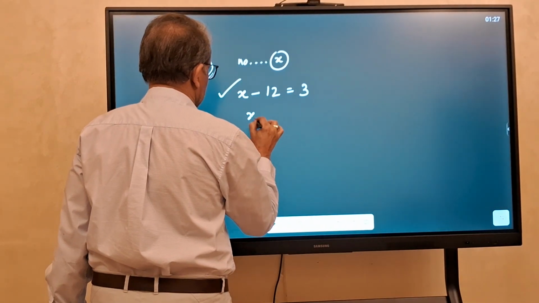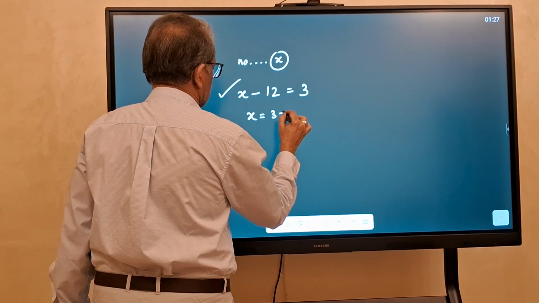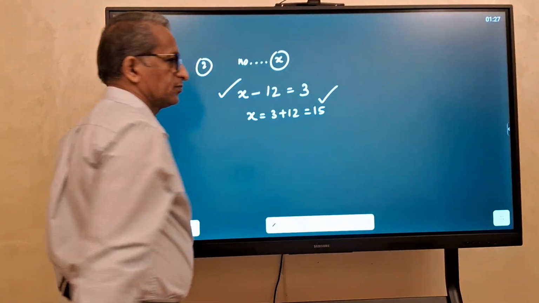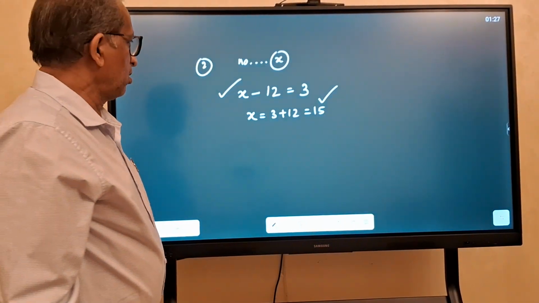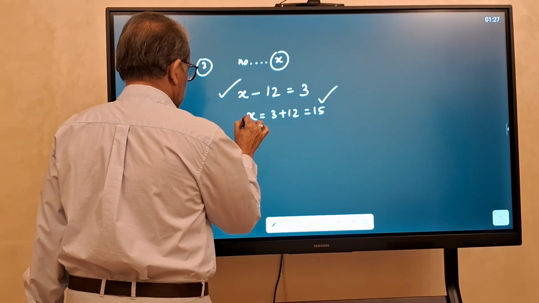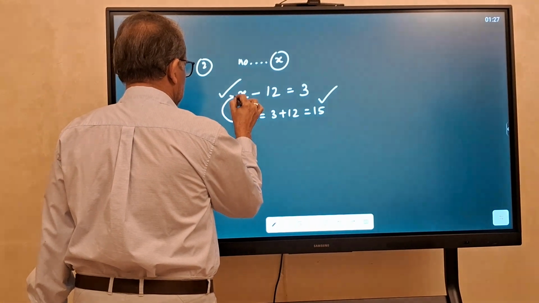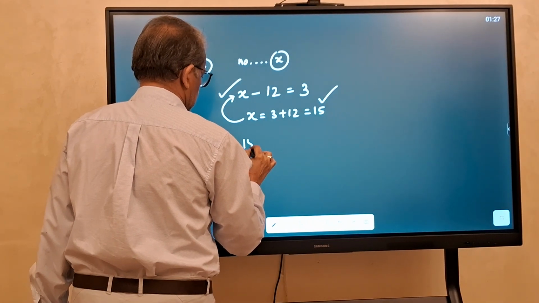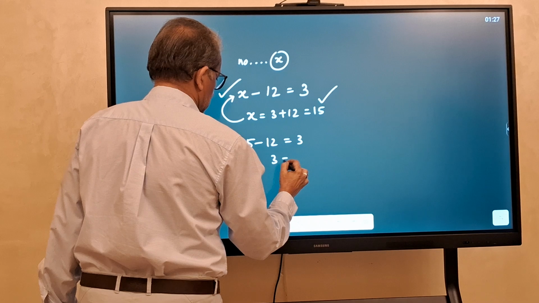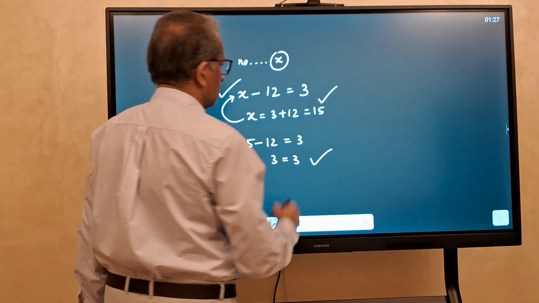This is what we get, a linear equation. Solve this. It is very simple. 3 plus 12, that is 15. Answer. Now I want to check the answer. So how to check the answer? Put this x equal to 15 in this equation. That is 15 minus 12 equal to 3. That is 3 equal to 3. Yes, my answer is correct.